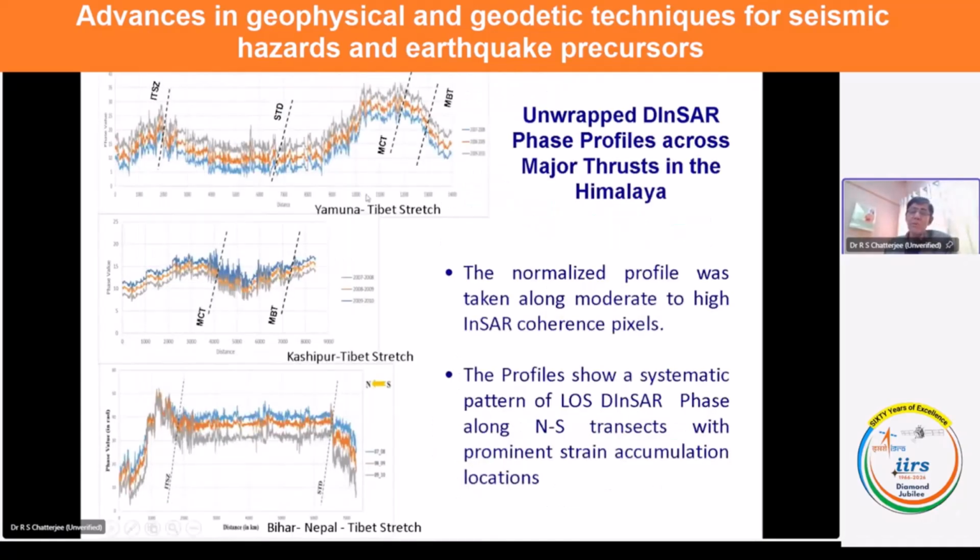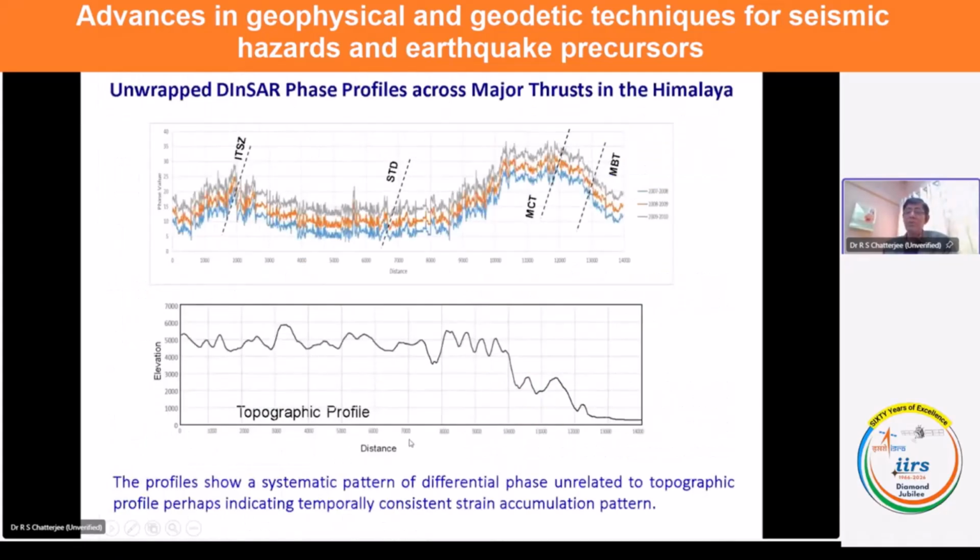Here you can see the profiles all along the north-south stretches we have studied, and we have identified some of the important locations where the maximum uplift is happening. Like in and around the MCT, for example. And this is the ITSZ. There is also some subtle uplift we have observed.